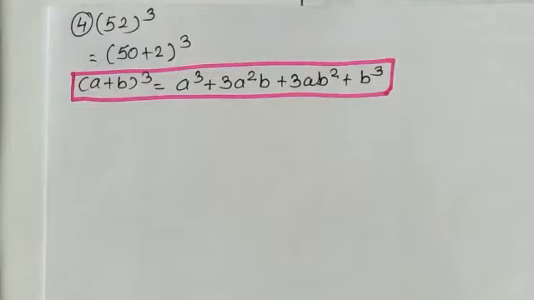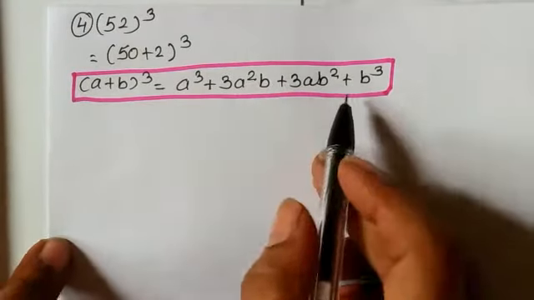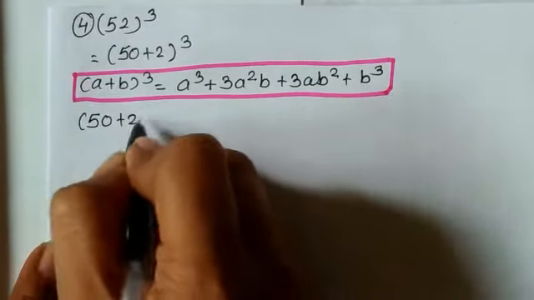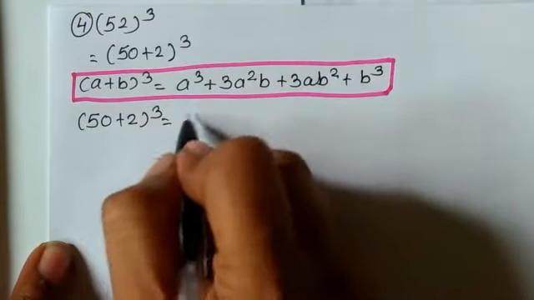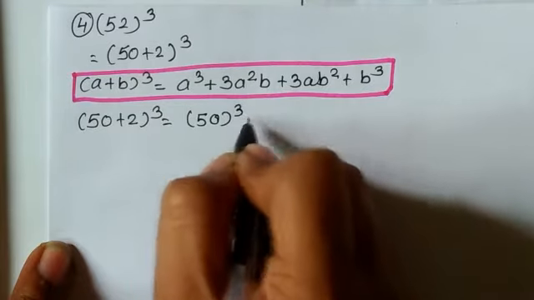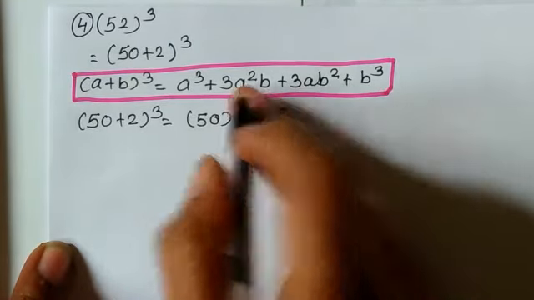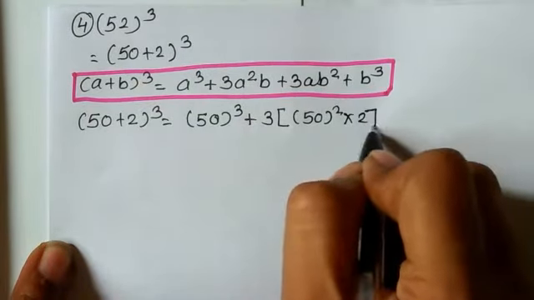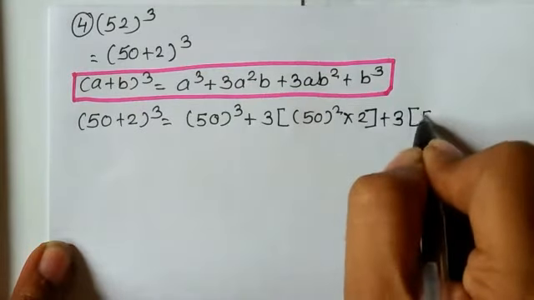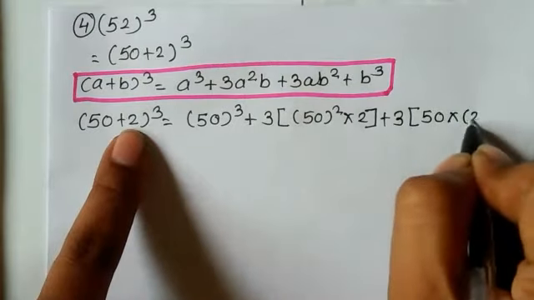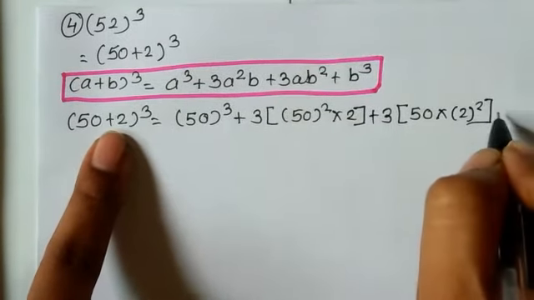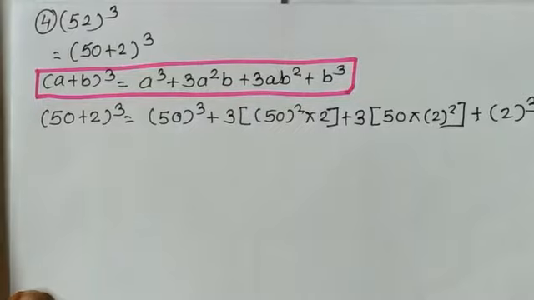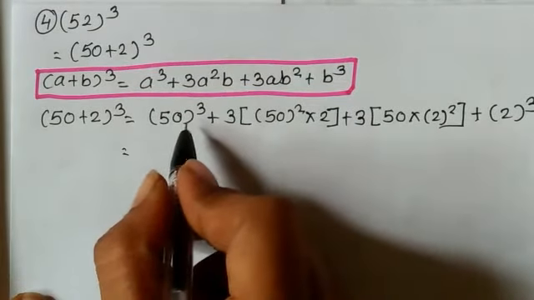Again, write the formula in the same way and then solve the sum. 50 plus 2 bracket raised to 3 is equal to first term's cube, it means 50's cube, plus 3 into bracket first term square, it means square of 50 multiplying with the 2, bracket complete, plus 3 into bracket 50 multiply with the square of second term, bracket complete, plus cube of second term, it means cube of 2. Let's go ahead.